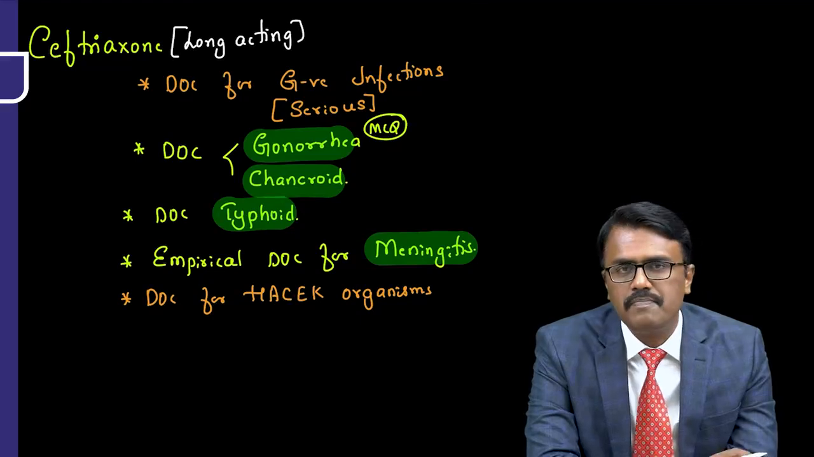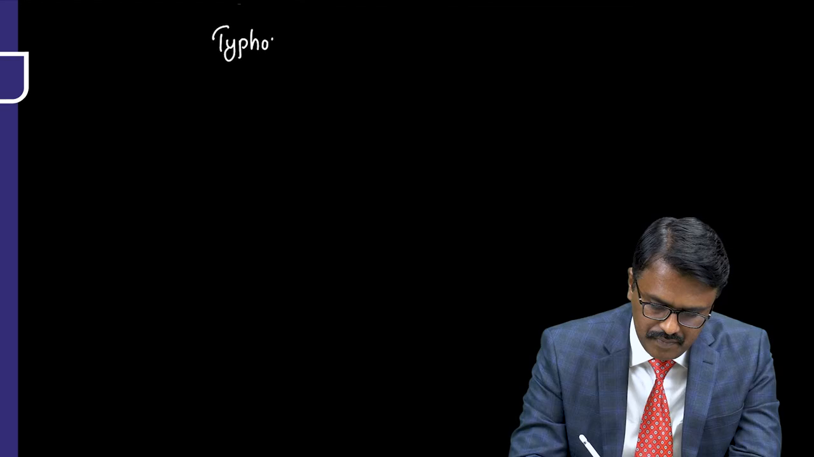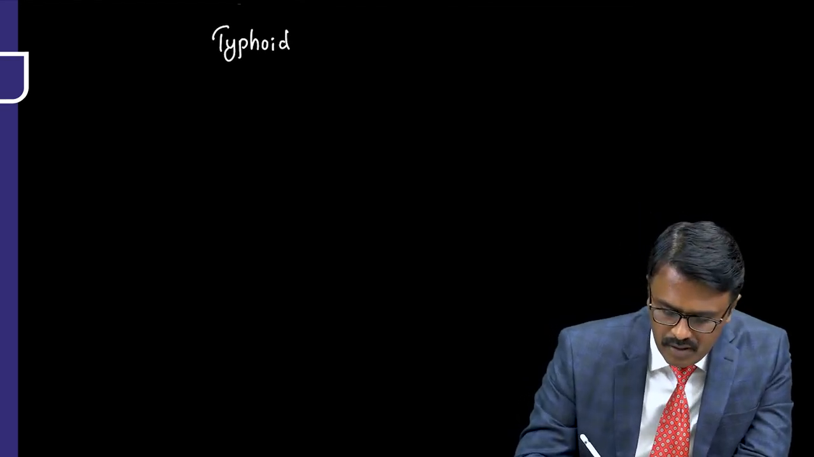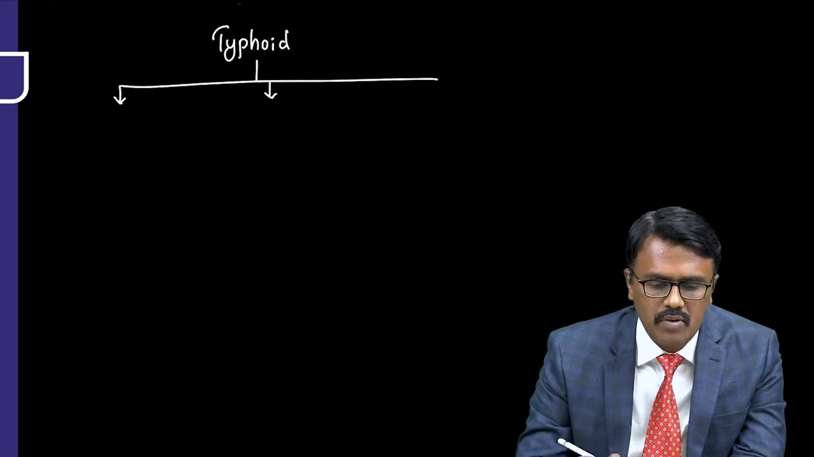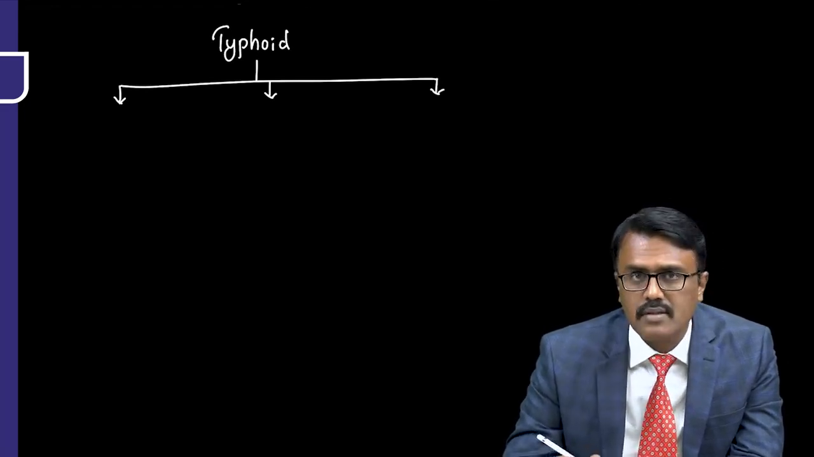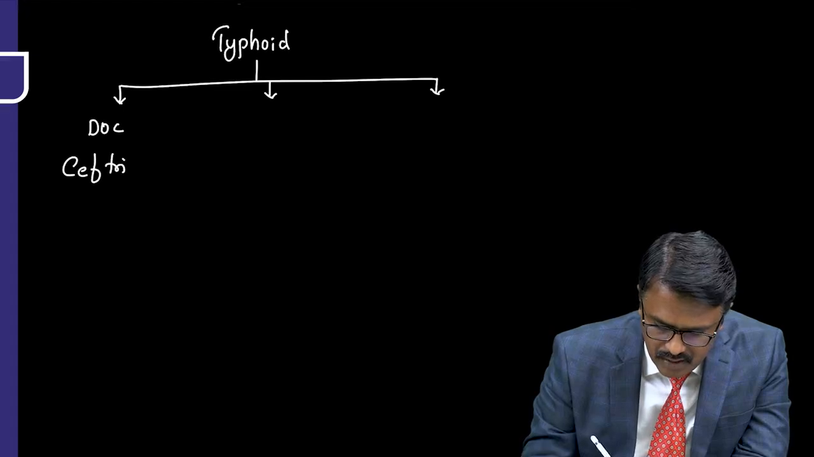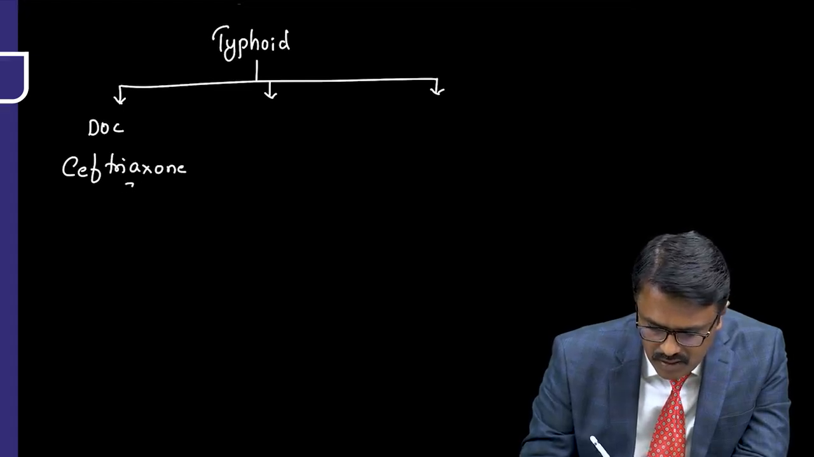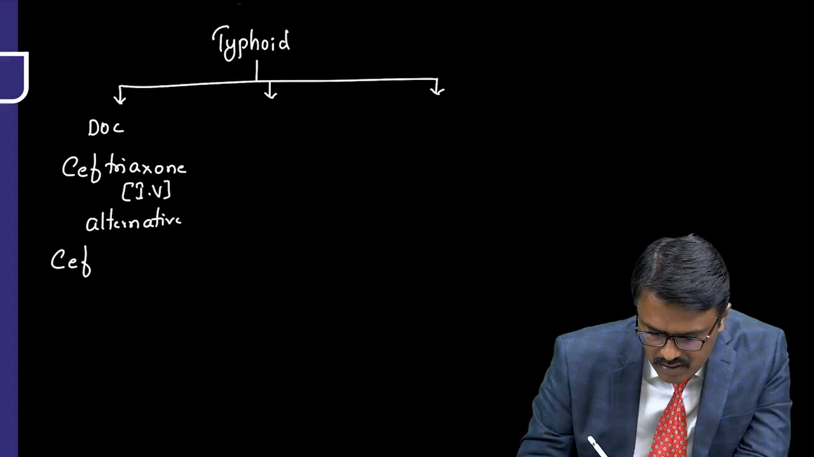So very, very important. Now, when I am talking about ceftriaxone, I want to talk about certain infections here, which are commonly asked in the exam. Typhoid. Now, when you think of typhoid, we need to understand three important aspects here. What we need to understand about typhoid is, what is the drug of choice for typhoid? The drug of choice is ceftriaxone. So ceftriaxone is given IV, that is the drug of choice. If ceftriaxone is not given, alternative drug, what we can give is cefotaxime.